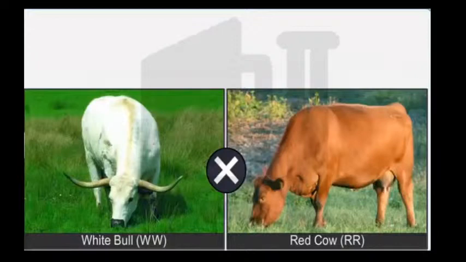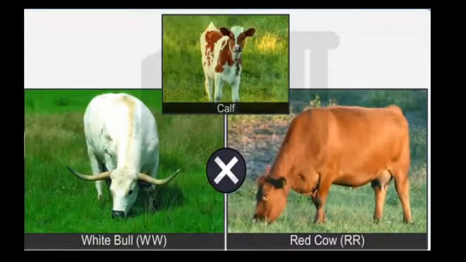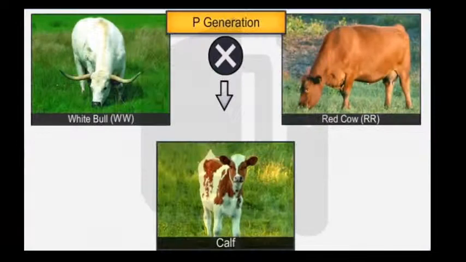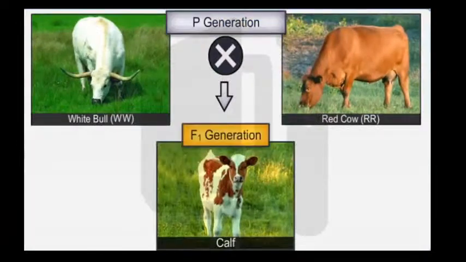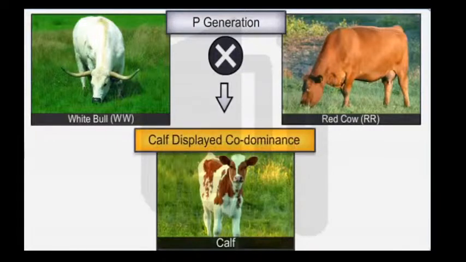The calf is roan-colored. Its coat is a mix of red and white hair. Therefore, in this case, the F1 generation doesn't resemble either of the parents as in dominance, nor is it in between as in incomplete dominance. What the calf displayed was codominance.